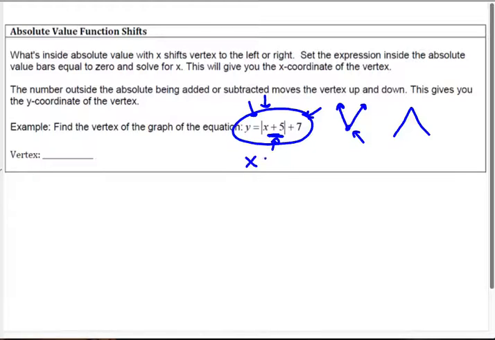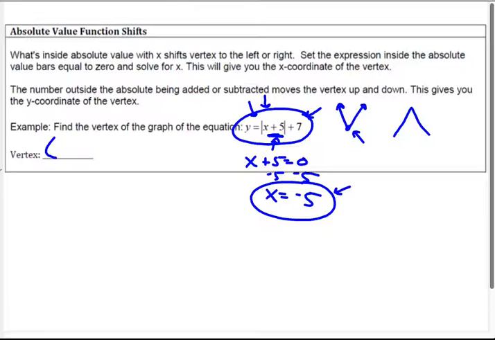Take everything inside there, x plus 5, and just set it equal to 0, because 0 is the lowest that this absolute value is ever going to allow your vertex to get. So I subtract 5 from both sides here, and I get x equals -5. This is the x value of my vertex. So vertex, -5. Now once again, if you don't understand this, you can just use a table if you want, plug in -2 to 2 and see if you can find your vertex that way.